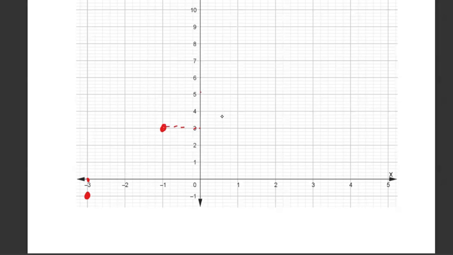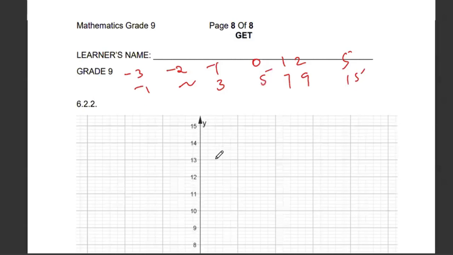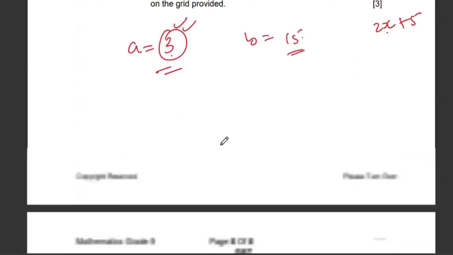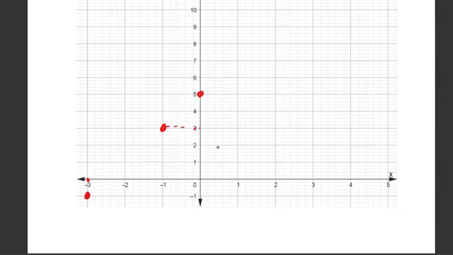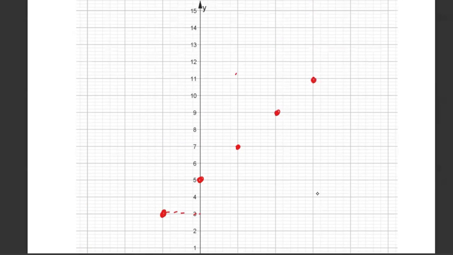0, they told us, is with a 5. And then 1 is going with a 7. And then 2 with a 9. 3 must go with an 11. 4 must go with a 13. And then 5 with a 15. And then you can connect these points. Okay, using your pencil and your ruler so that you get the graph that the question wanted.